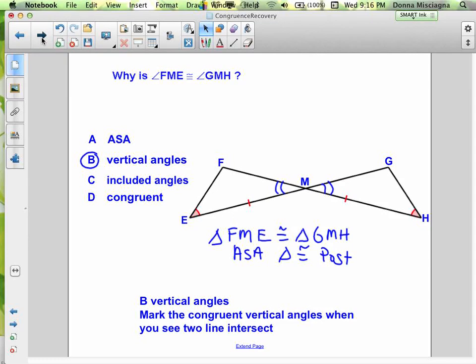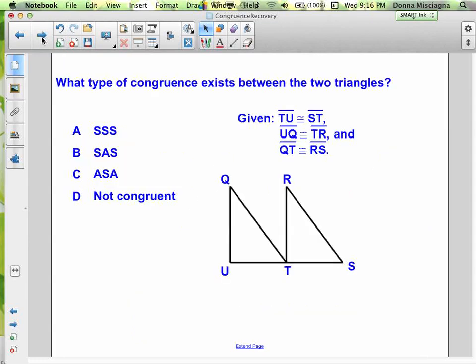And here comes our next problem. What type of congruence exists between the two triangles? Now we're going to include all of the ones we know: side side side, side angle side, angle side angle, or not congruent. We choose not congruent anytime we can't prove it's congruent. Always your first step, mark your given information. We're given that TU is congruent to ST, UQ is congruent to TR, and QT is congruent to RS.